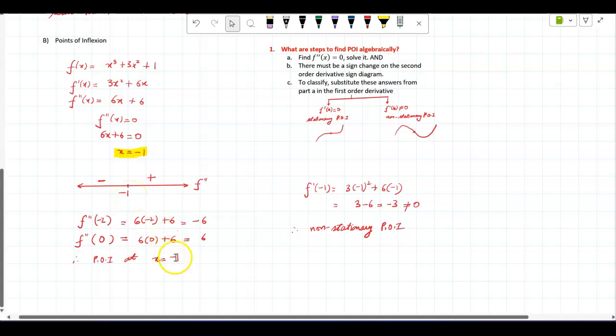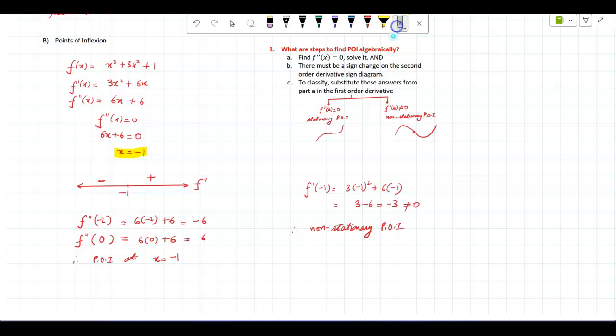Now to classify it, you put this value back in the first order derivative. When you put this value in the first order derivative, you get minus 3. It means it's a negative sloping point of inflection, which your curve would be like this. So if it asks you to sketch it, this will be the sketch. It's a negative sloping point of inflection because it's not stationary.